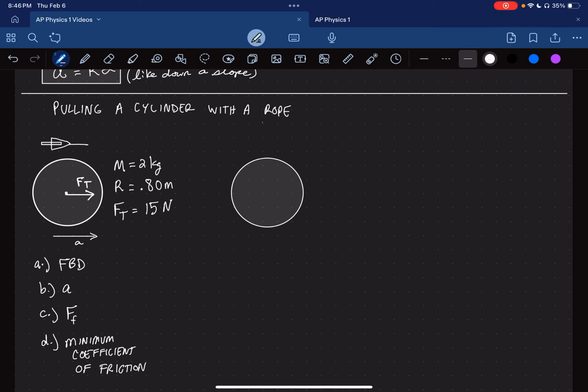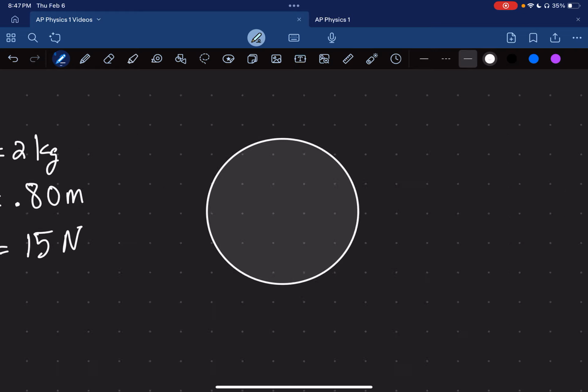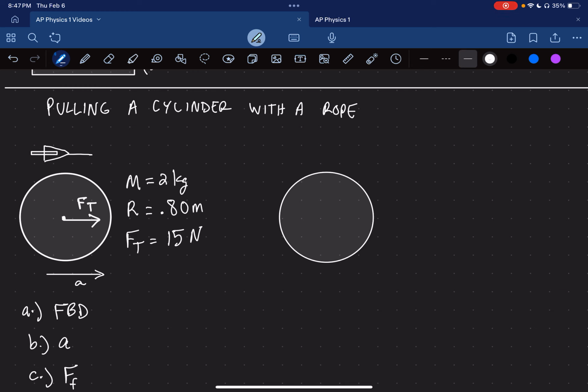So the trick for drawing a free body diagram with rolling objects is to draw a really large circle. And when we put the forces on this for our free body diagram, draw little forces. So big circle, oops, little forces. And big circle, little forces. Here's the axis of rotation. And this is part A. This is our free body diagram.